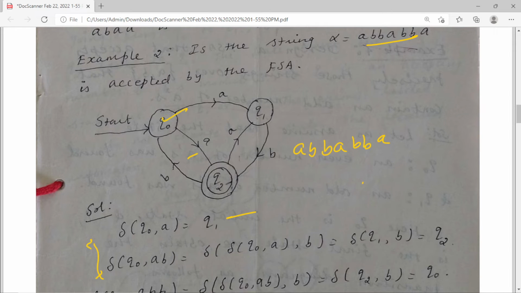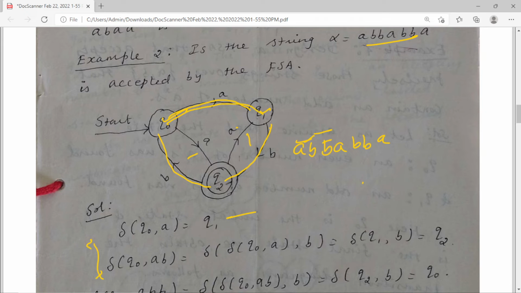Now we are at the initial state Q0. In Q0, if we read A, we go to Q1. So now we are at Q1. Next, again we have to read B. So we read A, then again we have to read B. If you read B, what happens? You come to Q2. Again you have to read B. So if you read B, what happens? You go to Q0.